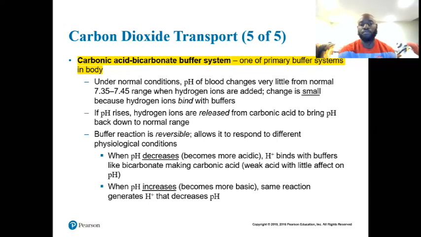All right. But just know that that's a way that carbon dioxide is transported. Carbon dioxide is transported through this carbonic acid bicarbonate buffer system. That's one of the ways it's transported through our bloodstream and therefore reaches our lungs, converts back to carbon dioxide, and we breathe out.